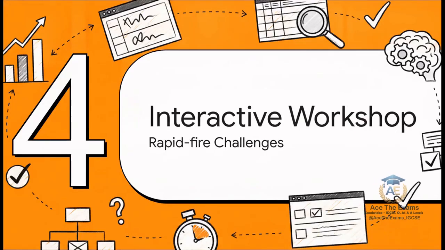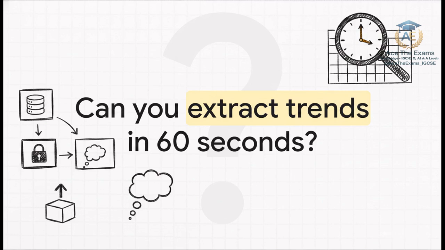Section 4. Interactive Workshop. It's time to test your skills under pressure. Data interpretation is an absolutely critical skill for Section 1.4. You have to be able to extract meaning from complex texts and tables, interpret the relationships, and draw solid, evidence-based conclusions entirely on the fly.